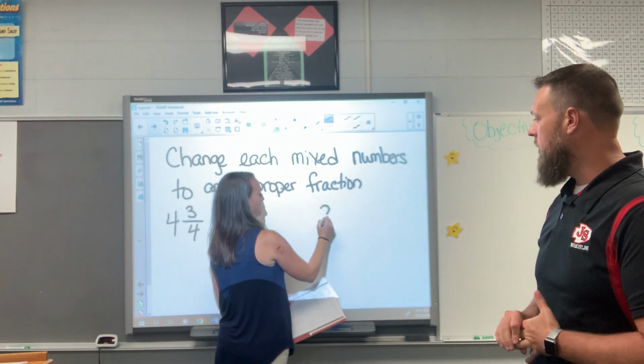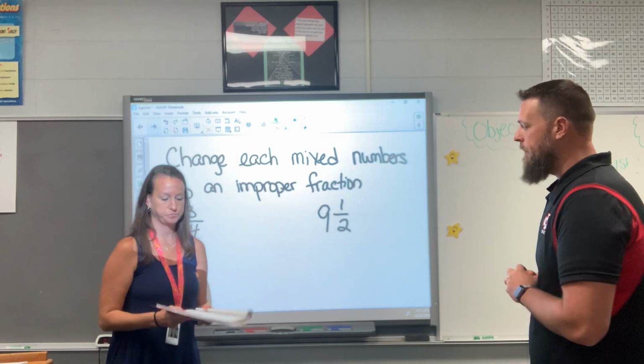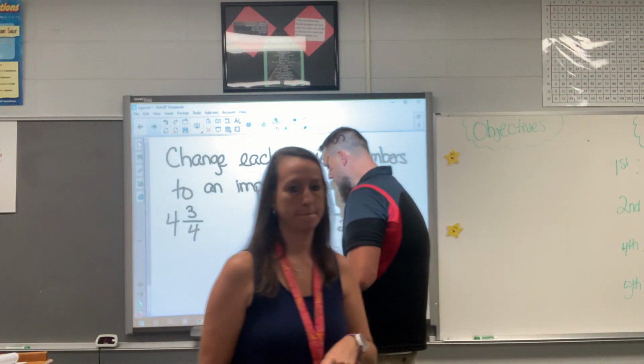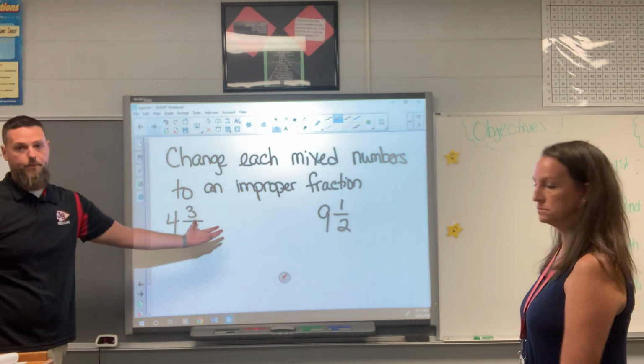So you might want to use an improper fraction versus a mixed number. So I'm going to show you how to do that. So we're starting off with a mixed number. Again, a mixed number has a whole number and a fraction together.